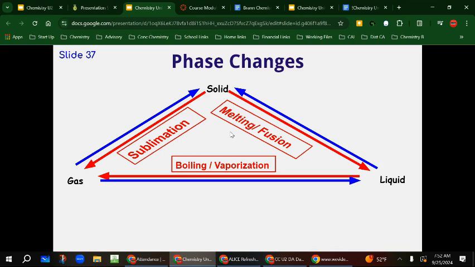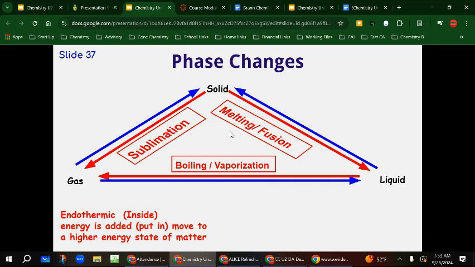Now, what is red? When you see red and blue, what do they normally indicate? Hot and cold. And that is exactly what they are doing here. The red, the inside lines, require us to add energy to get from a solid to a liquid or a liquid to a gas. Or even to go directly from a solid to a gas. We have to add energy.